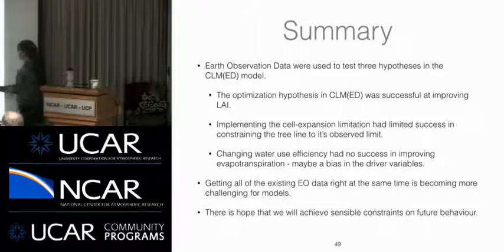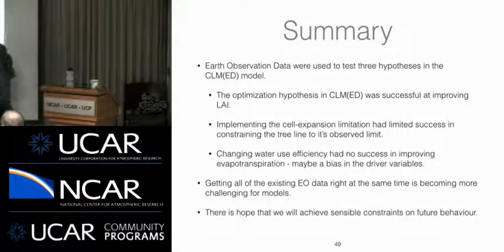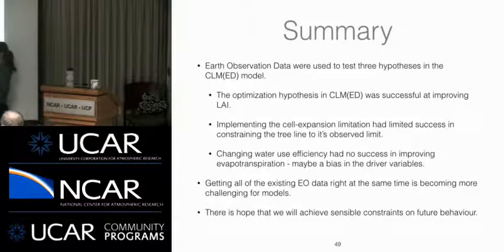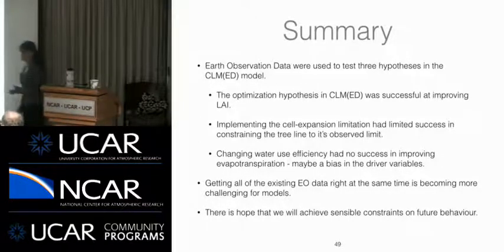The optimization hypothesis was successful at improving LAI. Implementing the cell expansion limitation had limited success in constraining the tree line to its observed limit, but it had some success. And changing the water use efficiency, which was another hypothesis, I had no success at all in improving evapotranspiration.